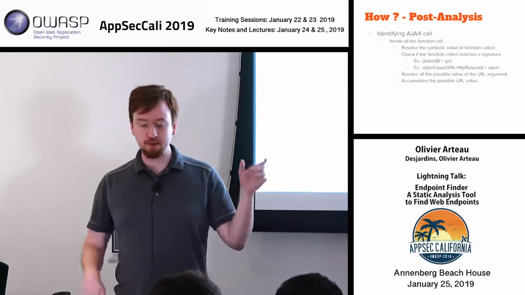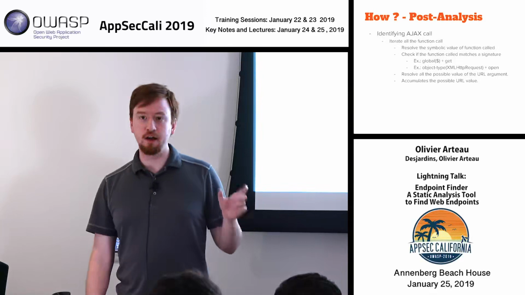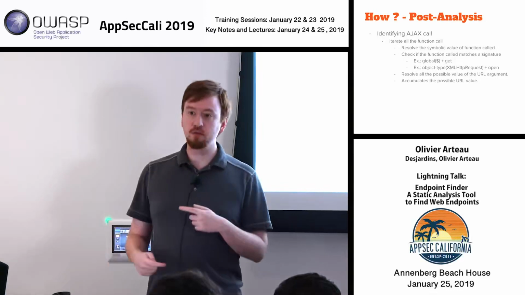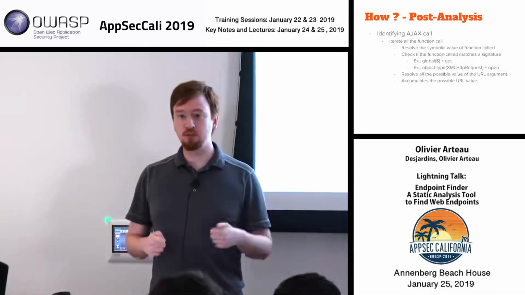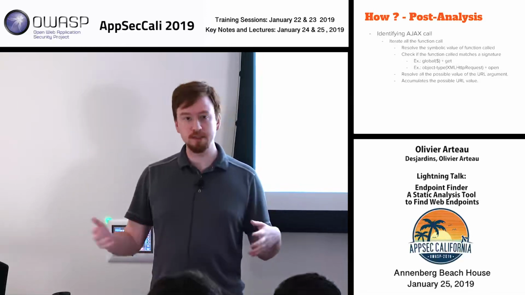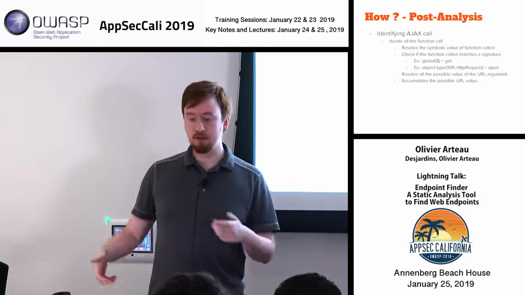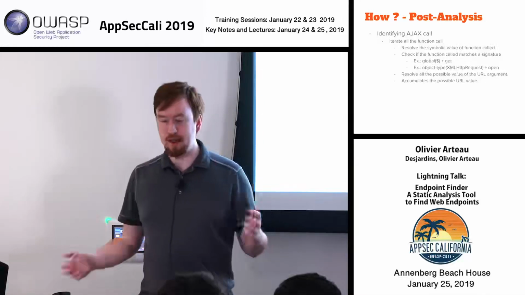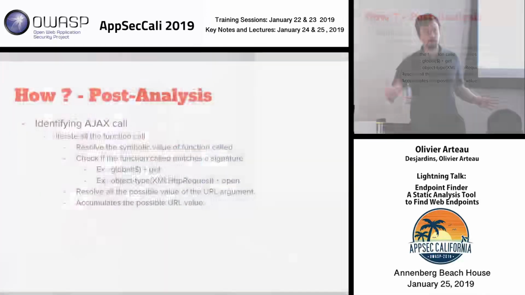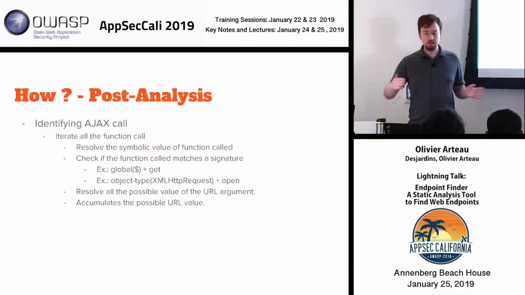Once we identify that the function is actually an AJAX call, we also do the same analysis to resolve the function arguments, which are the only arguments that can still be resolved in the symbolic representation. And this gives us a list of possible values that the endpoint can call.